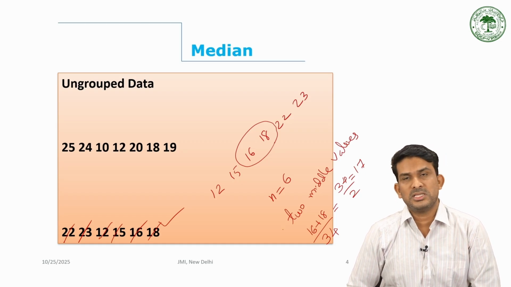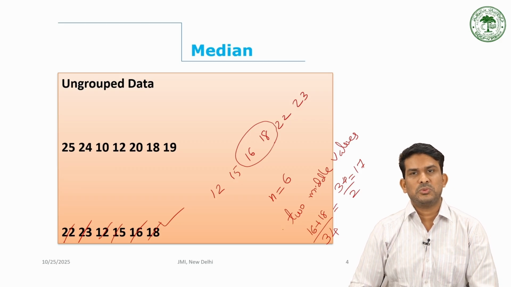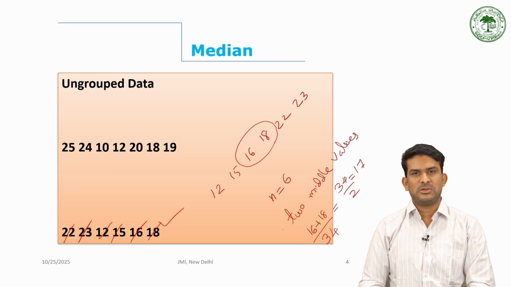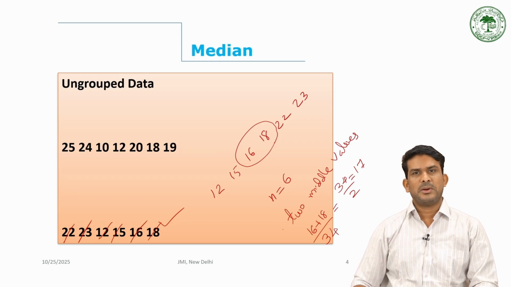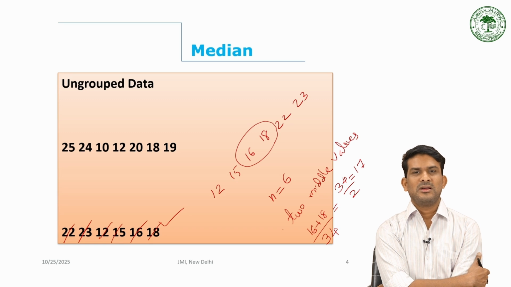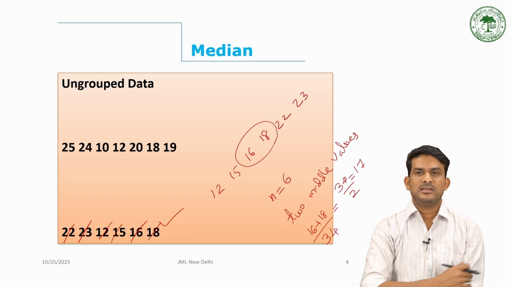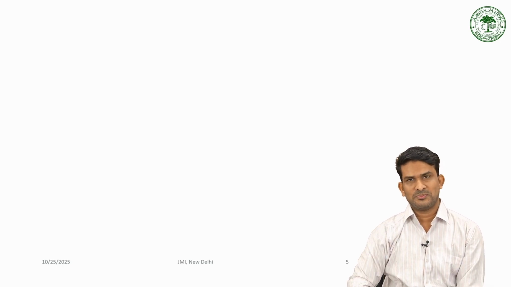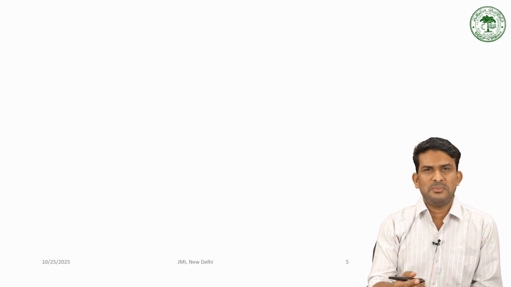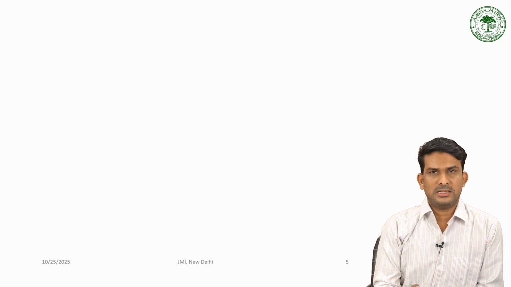If it is odd, it's very easy: n plus 1 by 2 is the middlemost value. That positional value is considered the median. In the case of an even number of observations, we have to take the two middle values and go for the average of those two. Any layman can calculate median because, as this is a positional value, there is no statistics applied as such.